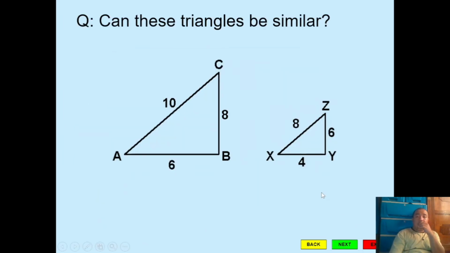Can these triangles be similar? We have the sides of triangle ABC: 10, 6, 8, and triangle XYZ: 8, 4, and 6. So what's the corresponding side of AC? Of course, it's also 8. What's the corresponding side of 6? Okay, what do you think is the answer? Can these triangles be similar?